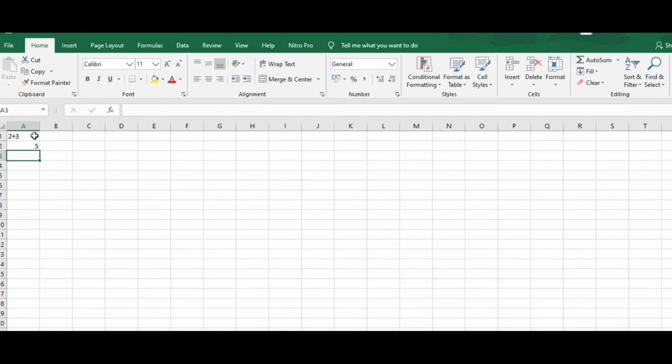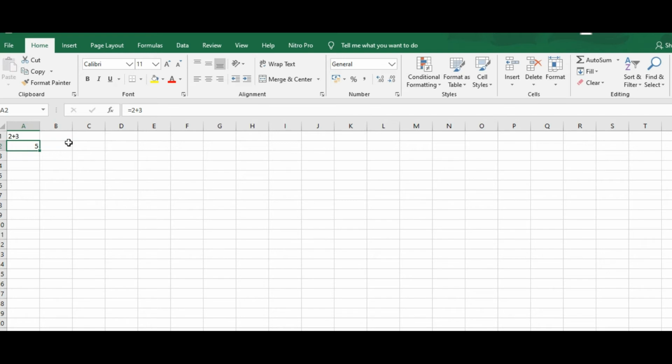Here you see the basic difference between the first and the next one. Always in MS Excel, a formula begins with an equals to sign followed by the cell references and the operators you are using. So the formula must begin with an equals to sign.